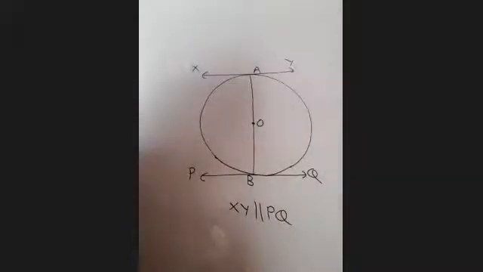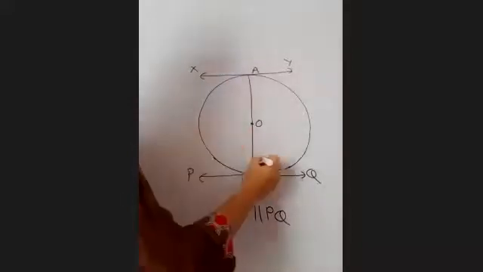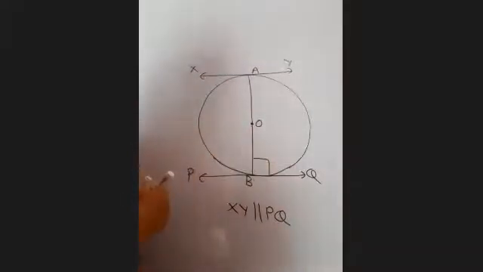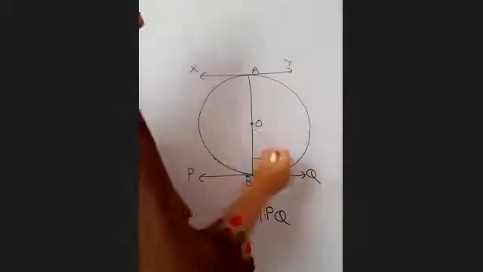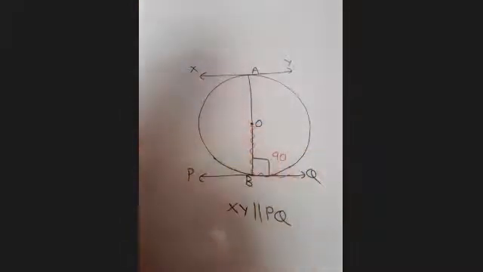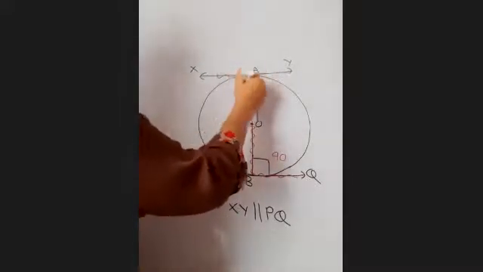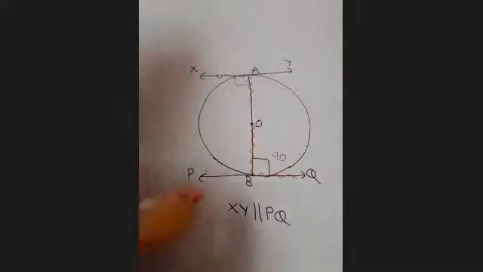Tangents are drawn at the ends. Angle HAB equals angle QBA, and the radius is perpendicular to tangent XY, so this is 90 degrees. And then the radius is also perpendicular to this tangent.